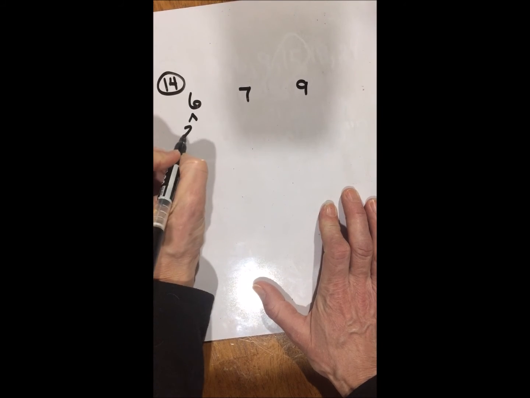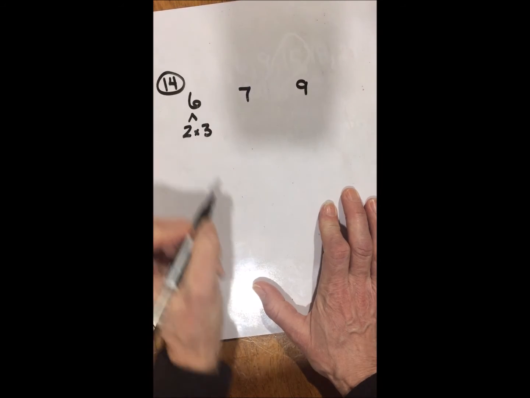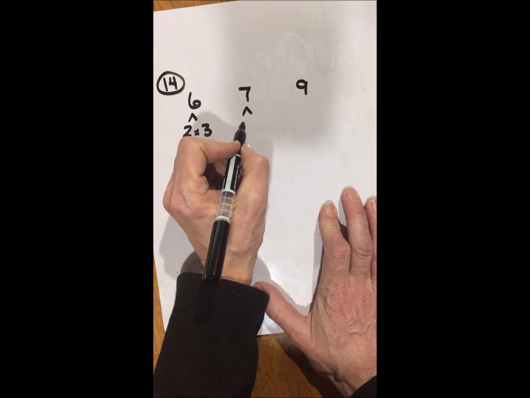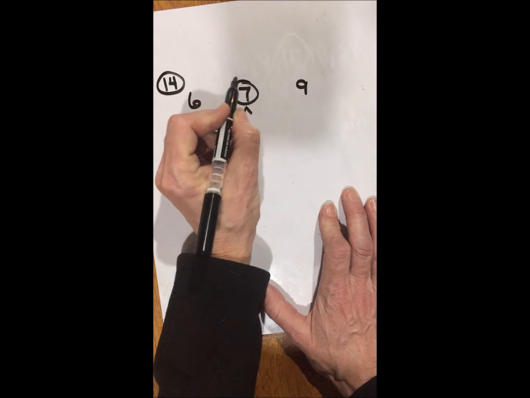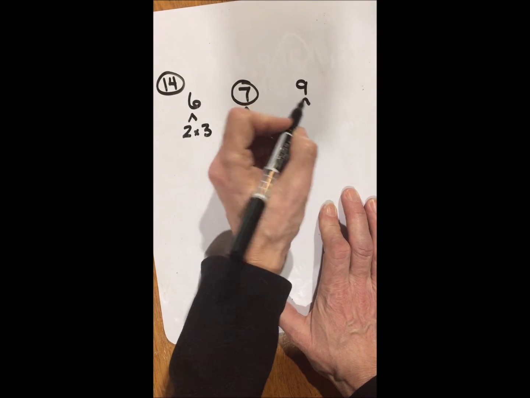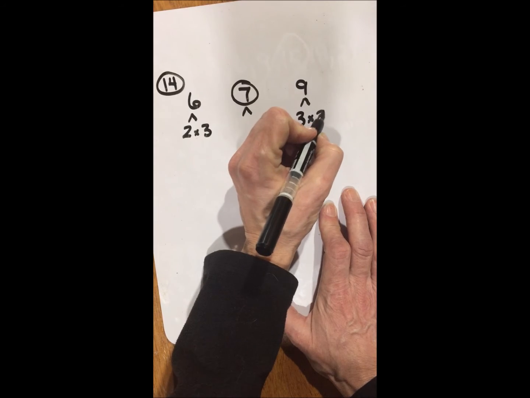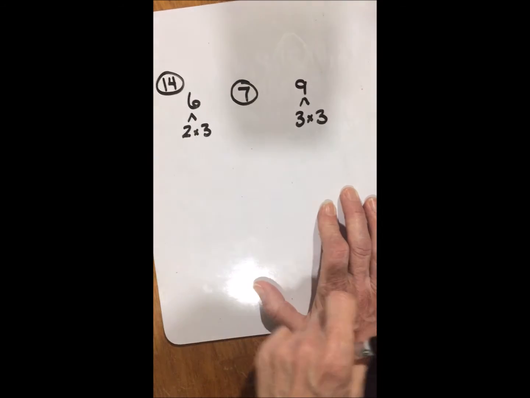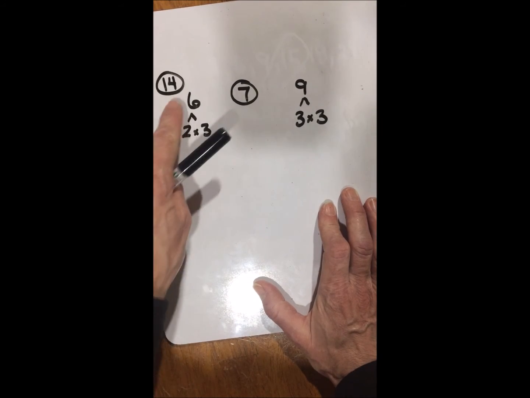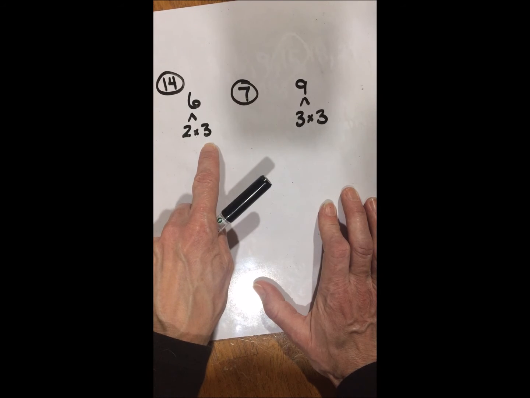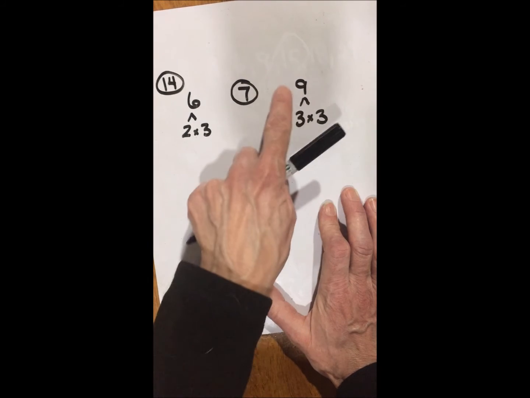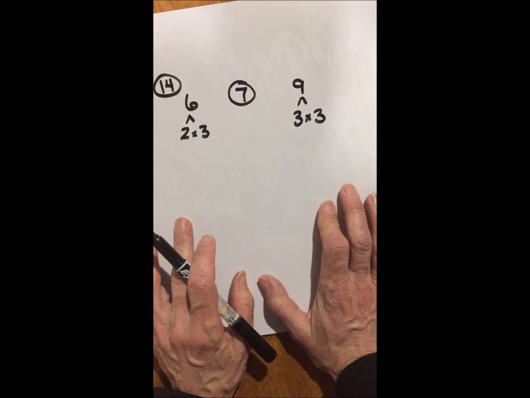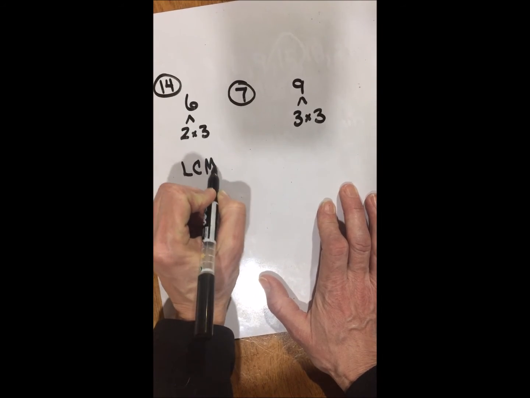6 is made by multiplying 2 times 3. Those are the factors that make 6. 7 is just 7 times 1, so that's already prime. I don't even need to recreate that. It's just 7. 9 is a multiple made by multiplying the factors 3 times 3. Okay, so 7 was prime, so we didn't have to break that down. We've got 6 is made with 2 times 3 as its prime factorization, and 3 times 3 is the prime factorization for 9. We need to see what repeats and what does not, and list it for the LCM, the lowest common multiple.